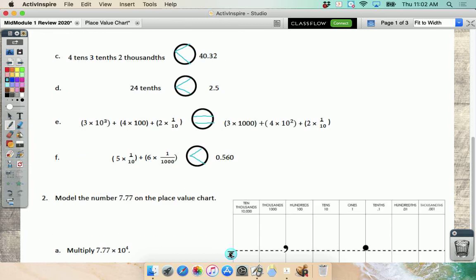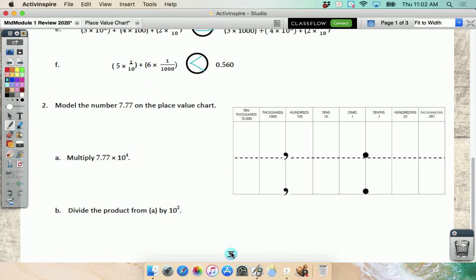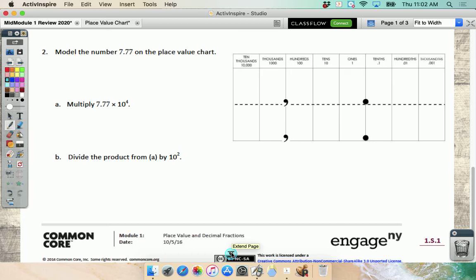Okay, how do you feel about that? This problem, for some reason, messes kids up every year. So I'm going to see if I can help you so that doesn't happen. The first thing we have to do is put 7.77 on the place value chart. Okay? And I think on the test it's actually 8.88. So I didn't change it very much, did I? No. Okay, so that's done. I did that one. Okay?